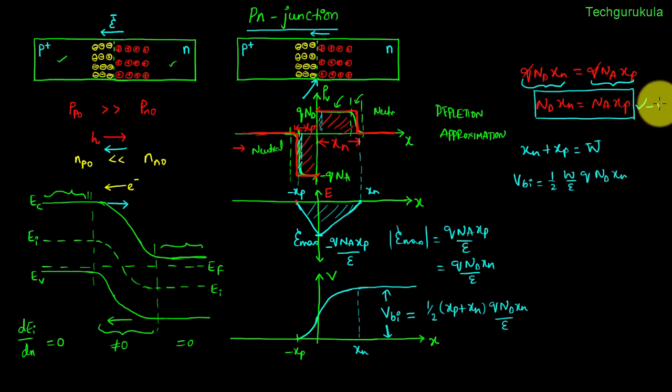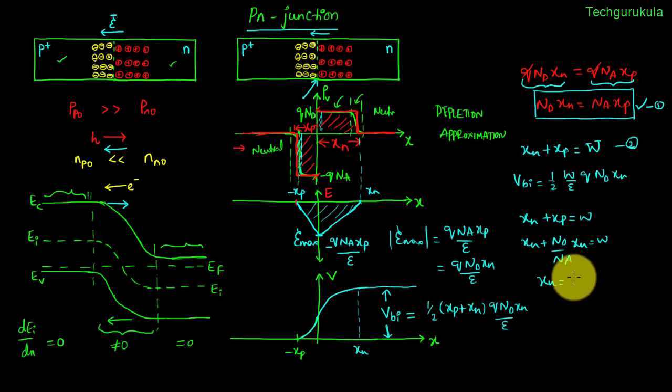And from this equation 1 and equation 2, we can write xn in terms of W. So xn plus xp is equal to W. So I can write, just to find xn, substitute xp. Xp can be written as ND xn by NA. So ND over NA times xn plus xn is equal to W. So we can write xn is equal to W times NA over NA plus ND. And we can see here that if acceptor doping is higher compared to donor doping, this fraction would be greater than 0.5, which means more depletion width would be on the N side, xn. And we can see the same scenario here, that xn is higher.